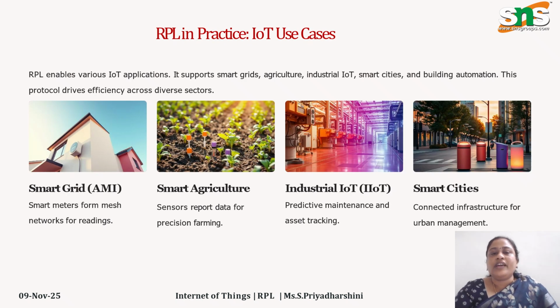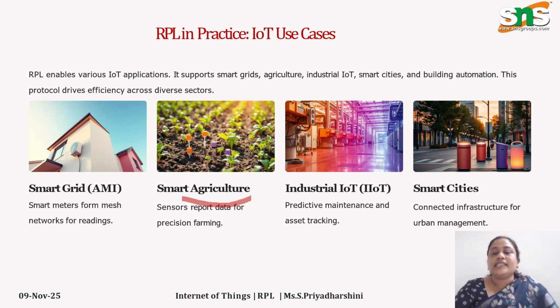In the previous slides, we have discussed what RPL is, what architecture RPL uses, and what messaging operations are included in RPL. RPL is not just theoretical, but it also has practical use cases in real world applications. RPL supports the smart grid, where smart meters form mesh networks for readings. Then smart agriculture, where sensors like soil and water moisture sensors are used for reporting data, mainly in precision farming.